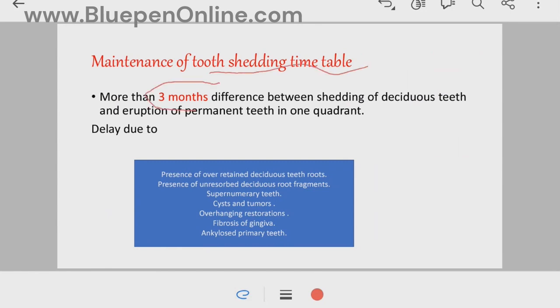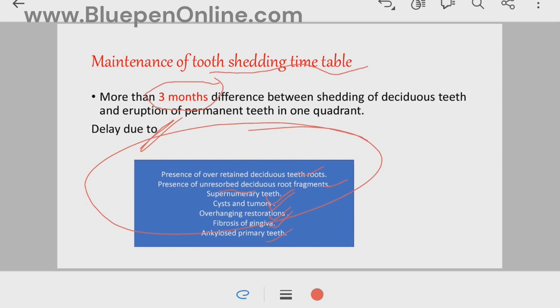Now, maintenance of the tooth shedding timetable. If there is more than 3 months of difference between the shedding of the deciduous tooth and the eruption of the permanent tooth, you have to take care of it. There should not be more than 3 months between them. If there is any delay, mostly it can be ankylosed primary teeth, fibrosis of gingiva, overhanging restoration, cyst, tumors, supernumerary teeth, unresolved deciduous root fragments, or over-retained deciduous teeth. Any of these can be the reason.